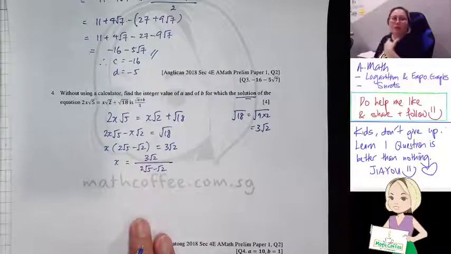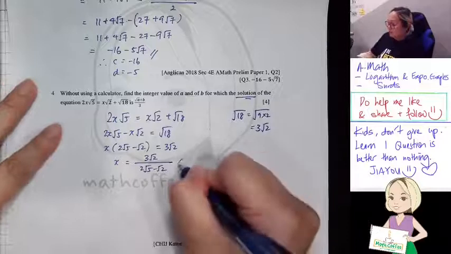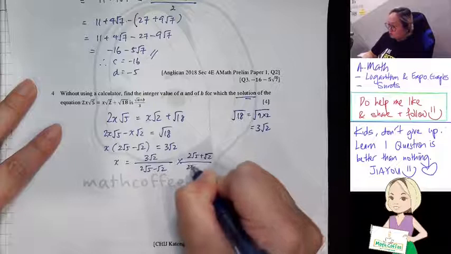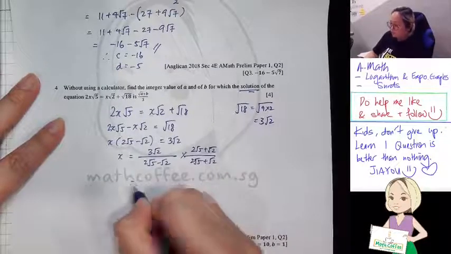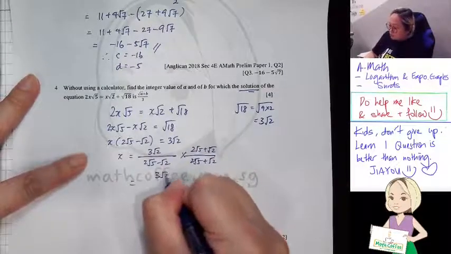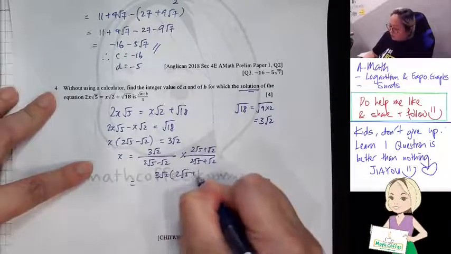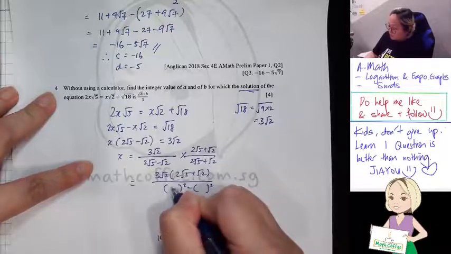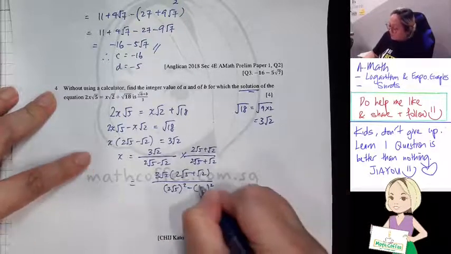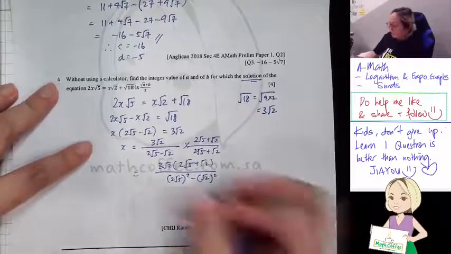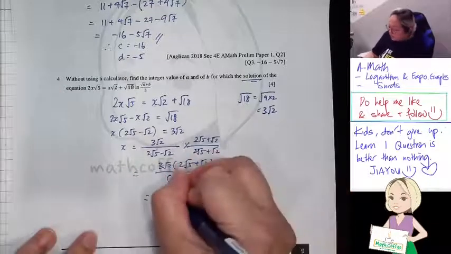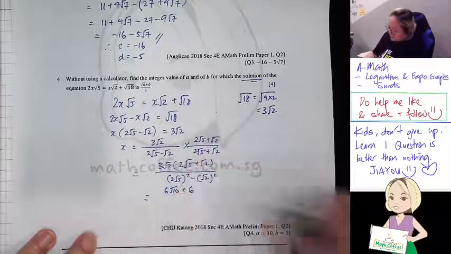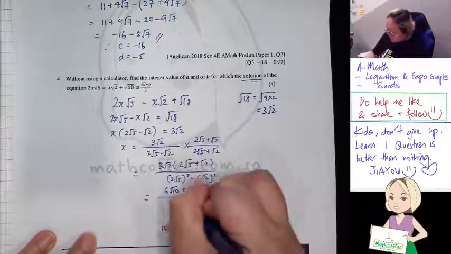So again, my denominator is 2 terms. So that means I'm going to multiply with 2 square root 5 plus square root 2. So it becomes 3 square root 2 times 2 square root 5 plus square root 2 over a square minus b square. So my a is 2 square root 5, my b is square root 2, and we will get 6 square root 10 plus 6 over 18.